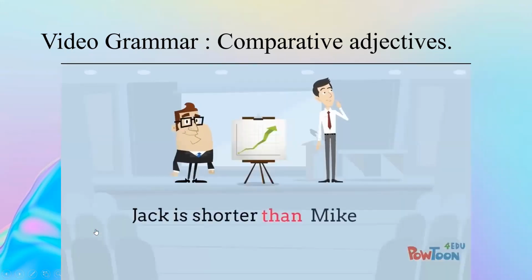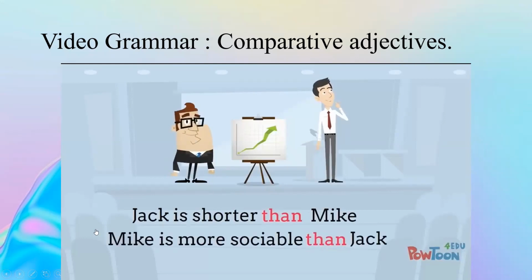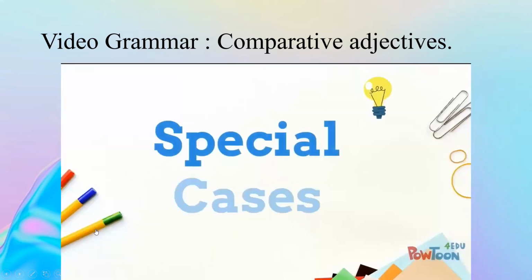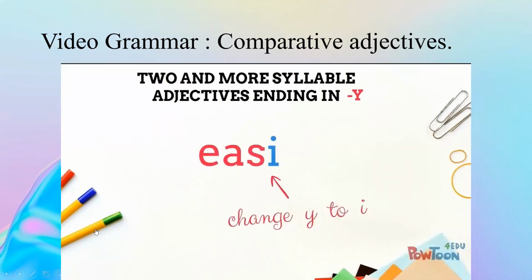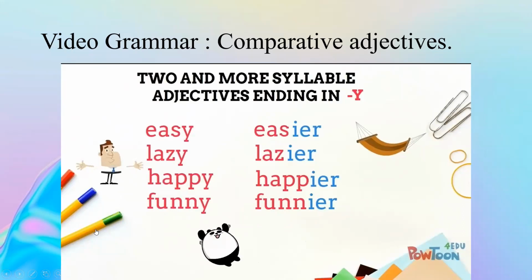Jack is shorter than Mike. Mike is more sociable than Jack. So we use the word than when we compare things and people. There are some special cases related to the use of comparative adjectives. If it's a two or more syllable adjective ending in y, you can make its comparative form by changing y into i and adding the suffix er. Easy, easier. Lazy, lazier. Happy, happier.